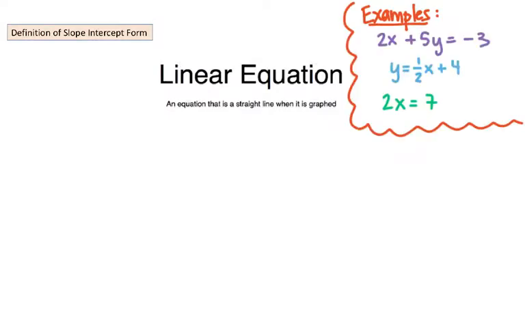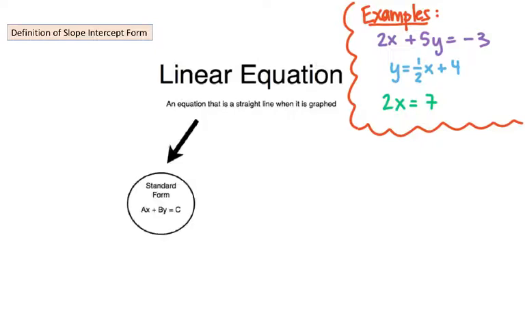So here's just 3 different equations. The first one, 2x plus 5y is minus 3. There's an x, there's a y, they're both to the power 1. Or y equals 1/2 x plus 4, there's an x, there's a y, they're both to the power 1. Or even 2x equals 7, just an x, it's to the power 1. These are all examples of linear equations.